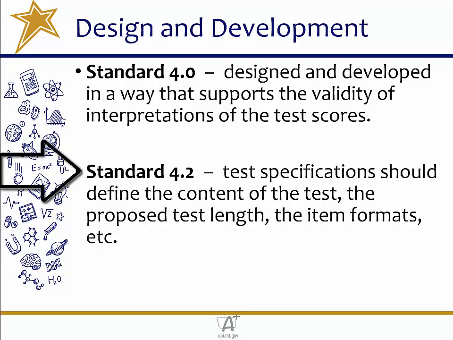In Standard 4.2, in addition to describing intended uses of the test, the specification should define the content of the test, the proposed test length, the item formats, the desired psychometric properties of the test items and the test, and the ordering of the items and sections. Specifications for computer-based tests should include a description of any hardware or software requirements.